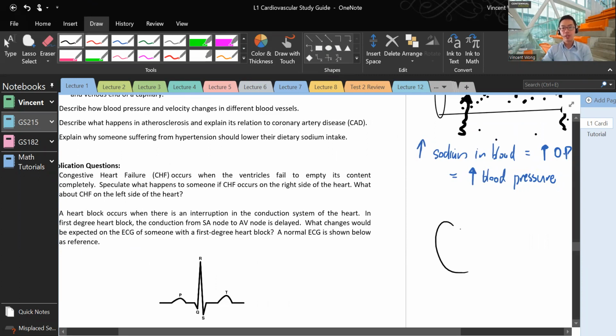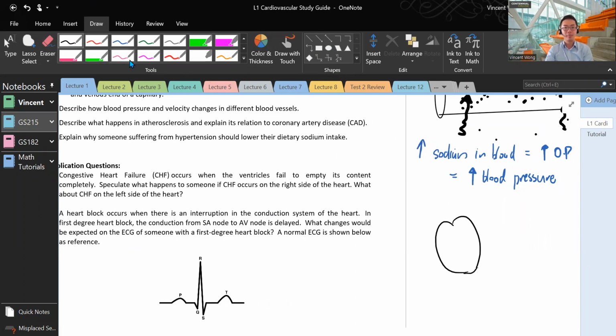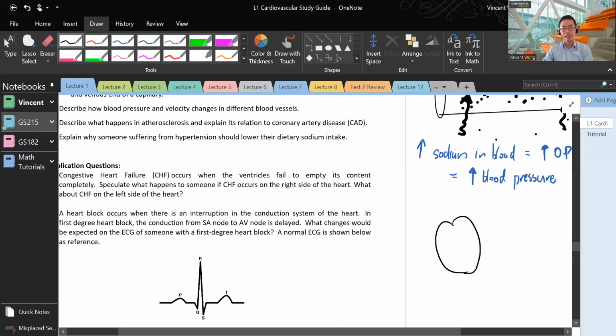There's the heart. Okay, and you should know by now that the heart looks nothing like that. I don't know who thought of the heart to represent heart like this. It's just bizarre. But here are the 4 chambers. We have the right atrium, left atrium, right ventricle, left ventricle. Okay, and so let's talk about right. Is that what it's asking? Yeah, right congestive heart failure.